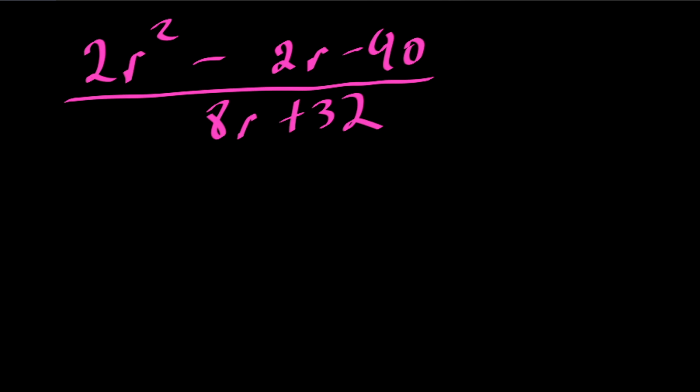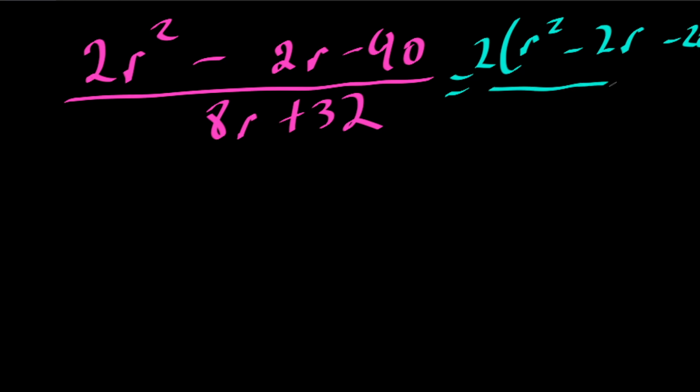All right. So now if you focus on the top, we can take out a GCF. We could say 2 could factor out of each of these, so it'd be r squared minus 2r minus 20. And then on the bottom, we could actually factor out an 8. So we would have 8 parentheses r plus 4.